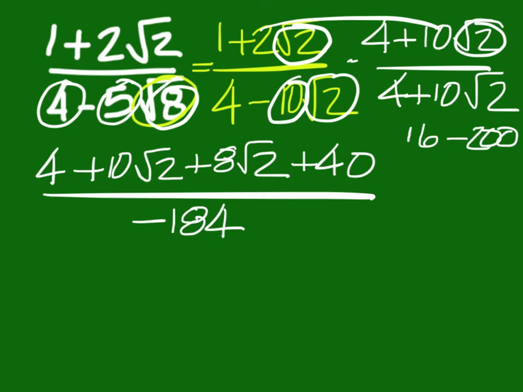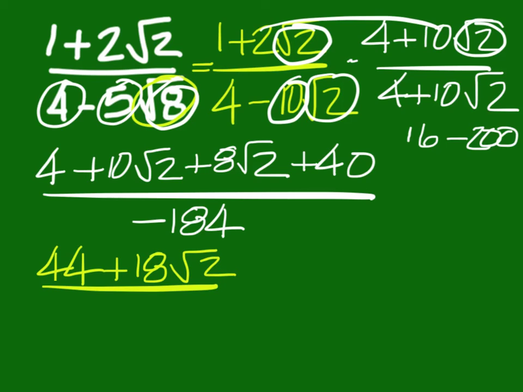Look at your radical terms. 2 and 2 can't be simplified, but they are like terms. So you have 10 and 8 of them. That would make 18. 4 and 40 add to get 44. So 44 plus 18 square root of 2 over a negative 184.